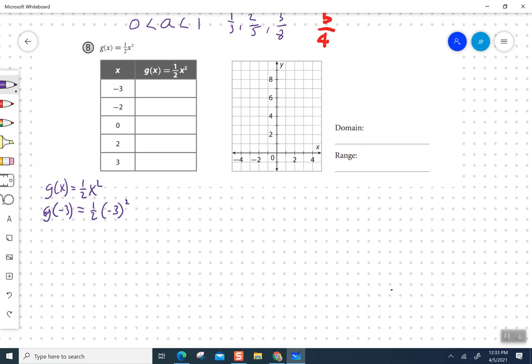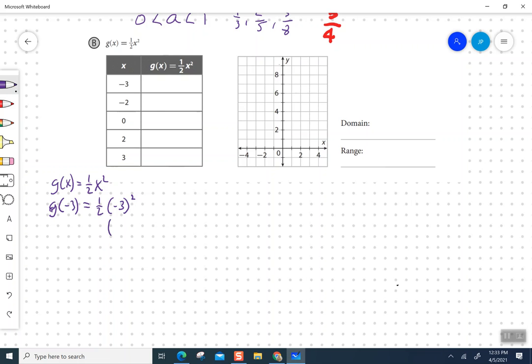So what happens when I take -3 and square it? I get a positive 9. But now I want half of that 9, so half of that 9 is going to be 4.5. So my answer up here is 4.5, because that's what g of -3 gave me. All right, let's move on.